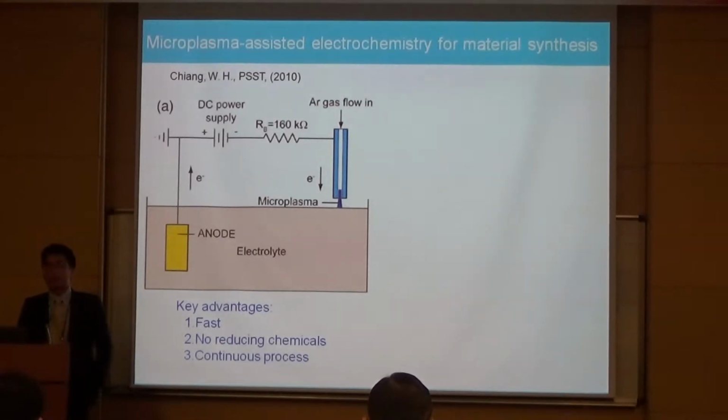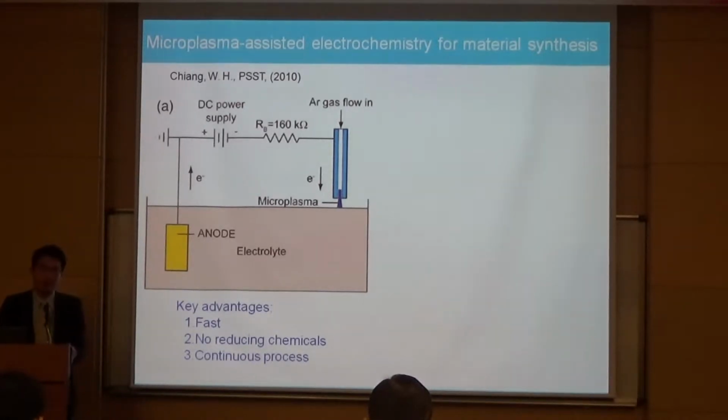Okay, as I mentioned, since we can have the plasma running in ambient pressure, we can do a lot of interesting things. One is to design a continuous process. But that's not my main topic today. I want to emphasize that we can do something more interesting, which means that we can use the plasma to do liquid phase processing.